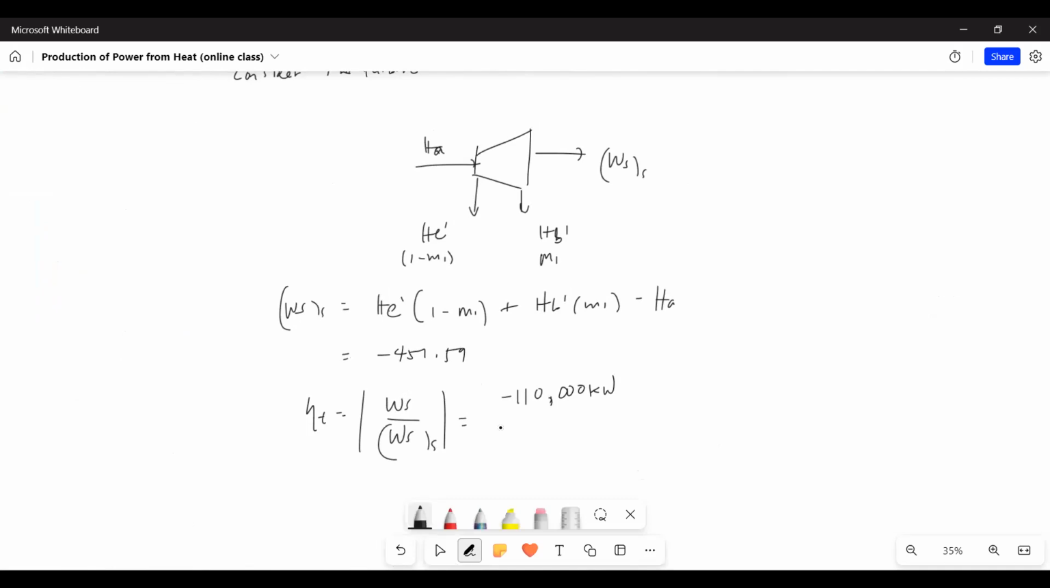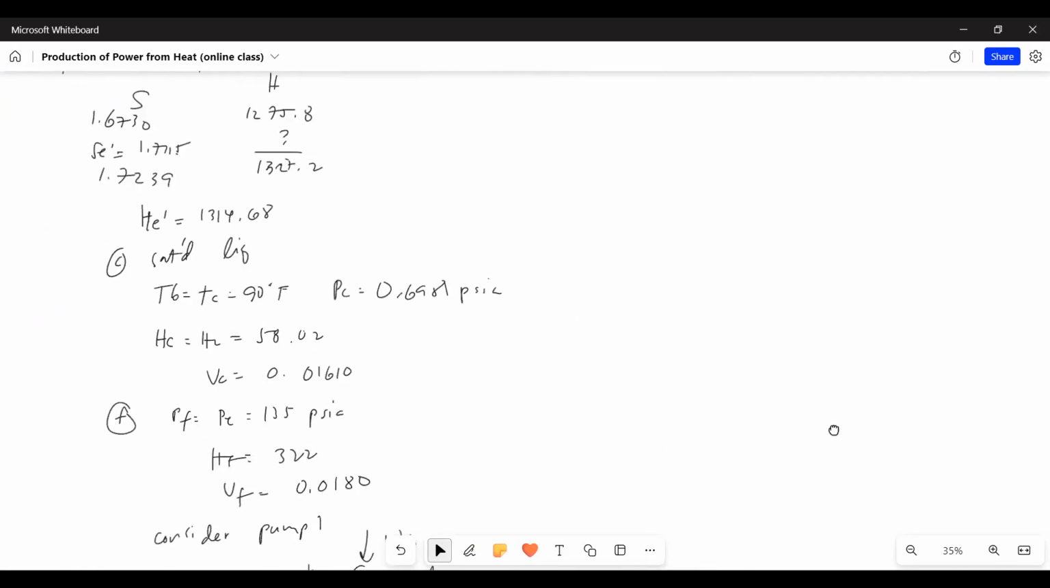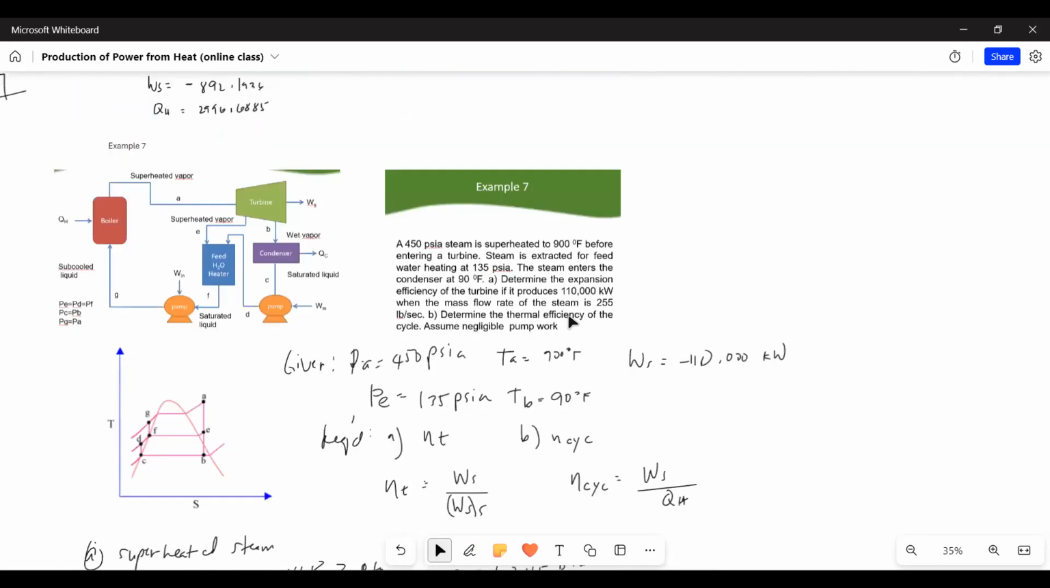Divided by that 459 BTU per pound. And then we're given the mass of flowing stream in the problem, but I forgot to write it in the given. There it is, mass of flowing stream.